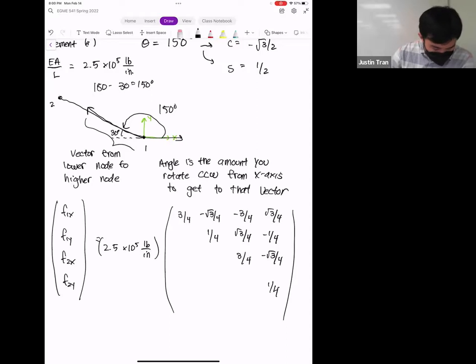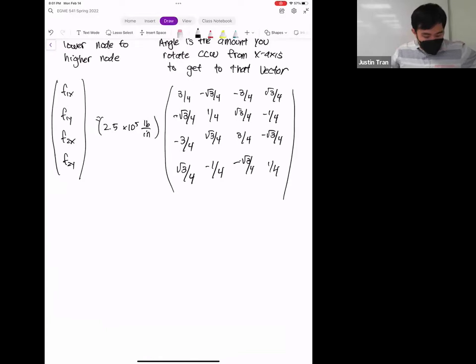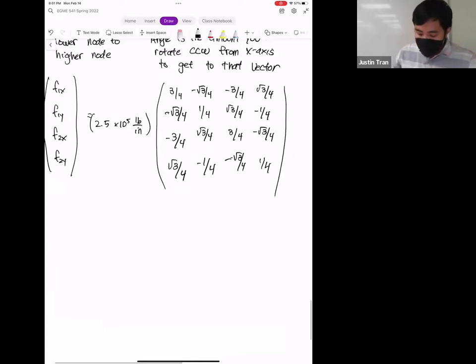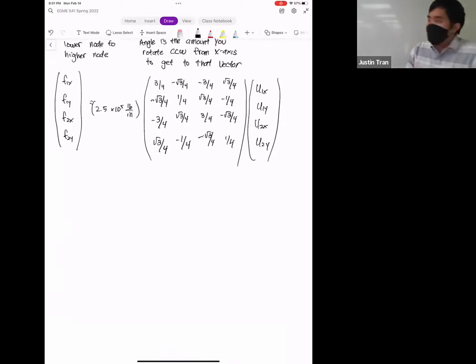3/4, minus √3/4, and then 1/4. And of course, this is symmetric, so we have minus √3/4, minus 3/4, √3/4, then √3/4, minus 1/4, and then minus √3/4. Of course, that's multiplied by u1x, u1y, u2x, u2y. So go ahead and write that in. That's element A. So now let's go ahead and do element B.